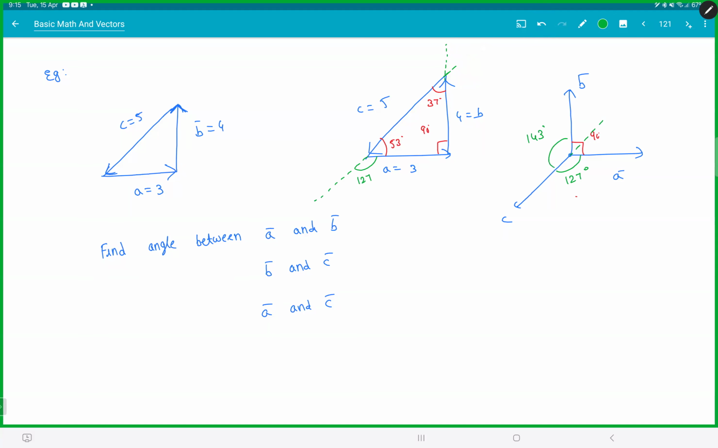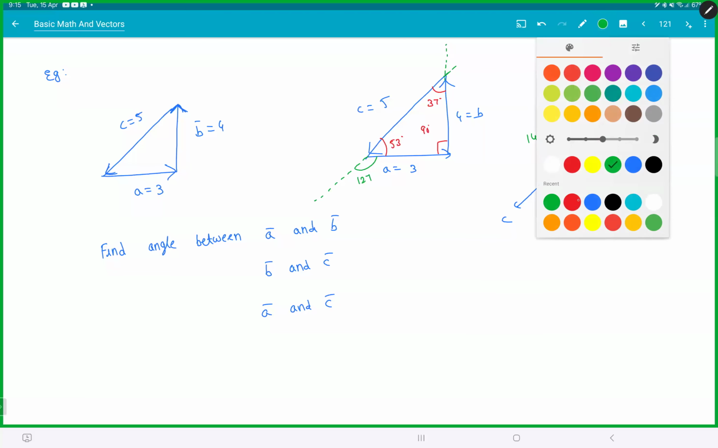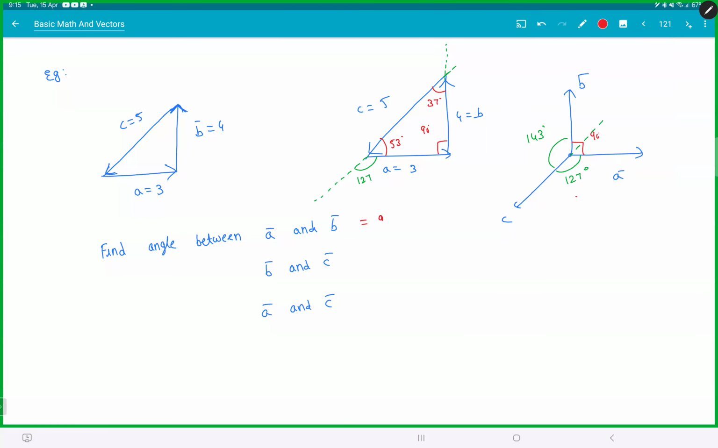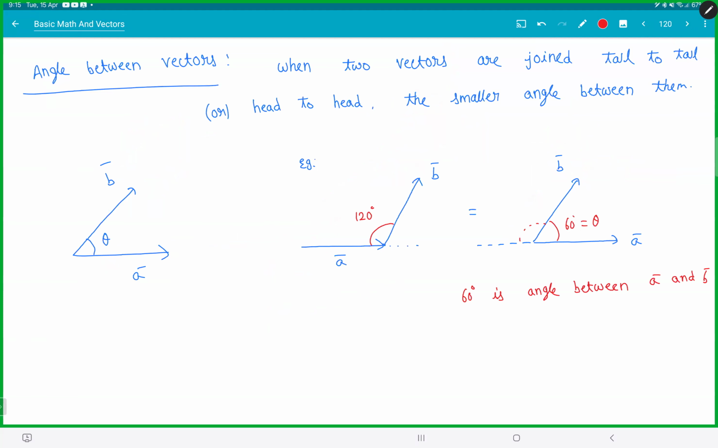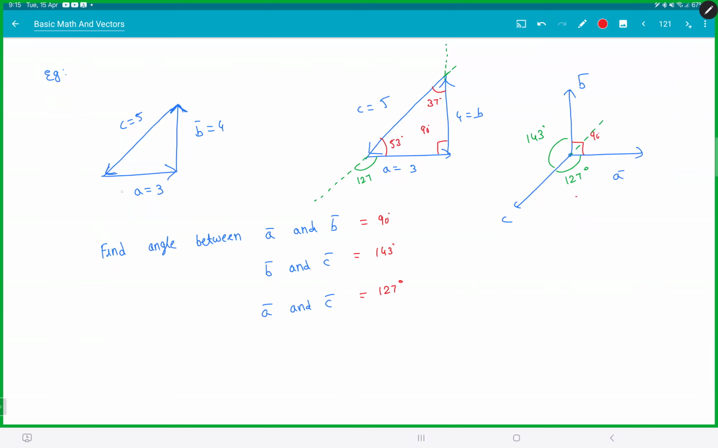This is how you measure the angles. You don't take 37 and 53. So the angle between A and B, 90 degrees. Angle between B and C, 143 degrees. Angle between A and C, 127 degrees. Sum should be 360. Clear with this? You have to go with the definition. The definition says join them tail to tail. Here in the question, I gave you everything head to tail, head to tail, head to tail. So these angles are wrong. You have to bring all three vectors, join them tail to tail, and then get the angles.